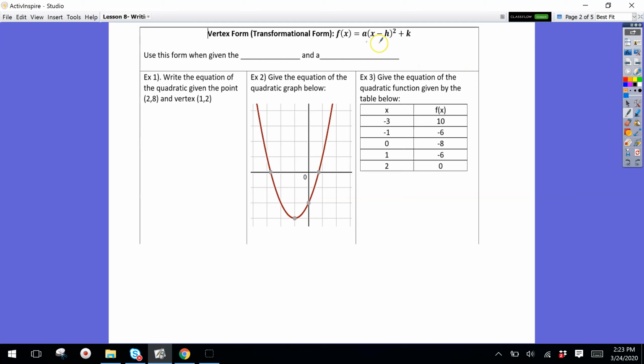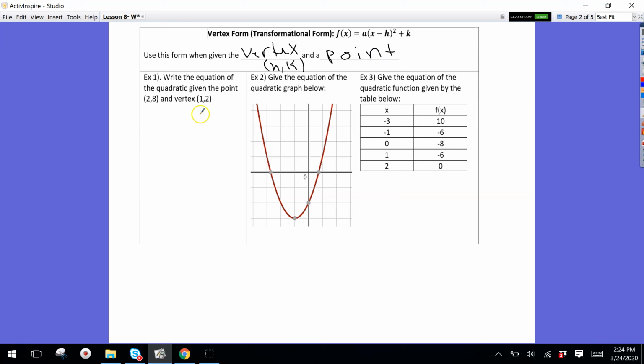So the first form, which we have already pretty much used, is vertex form, also known as transformational form. This is what we were using when we were doing transformations. Well, the h and the k are the vertex, and it tells you the horizontal and the vertical change. So h and k would be my vertex. We're going to use this form when we have the vertex, and it's going to be h comma k. And then also you need a point, because the point is going to help us figure out what a is.